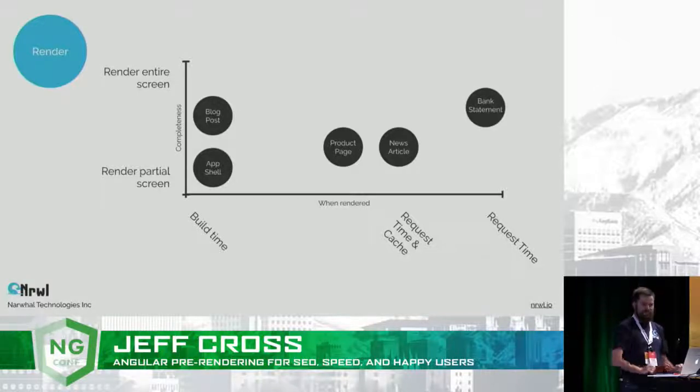And at the extreme, we have something like a bank statement, which is really user-specific. You're probably not going to want to cache that because it's got to be fresh. I want to see my account balance from now, not from yesterday. And I want to see transactions. And so it's probably not something you want to cache, and I can't really share it between users. So that's kind of the extreme of when you want to render.